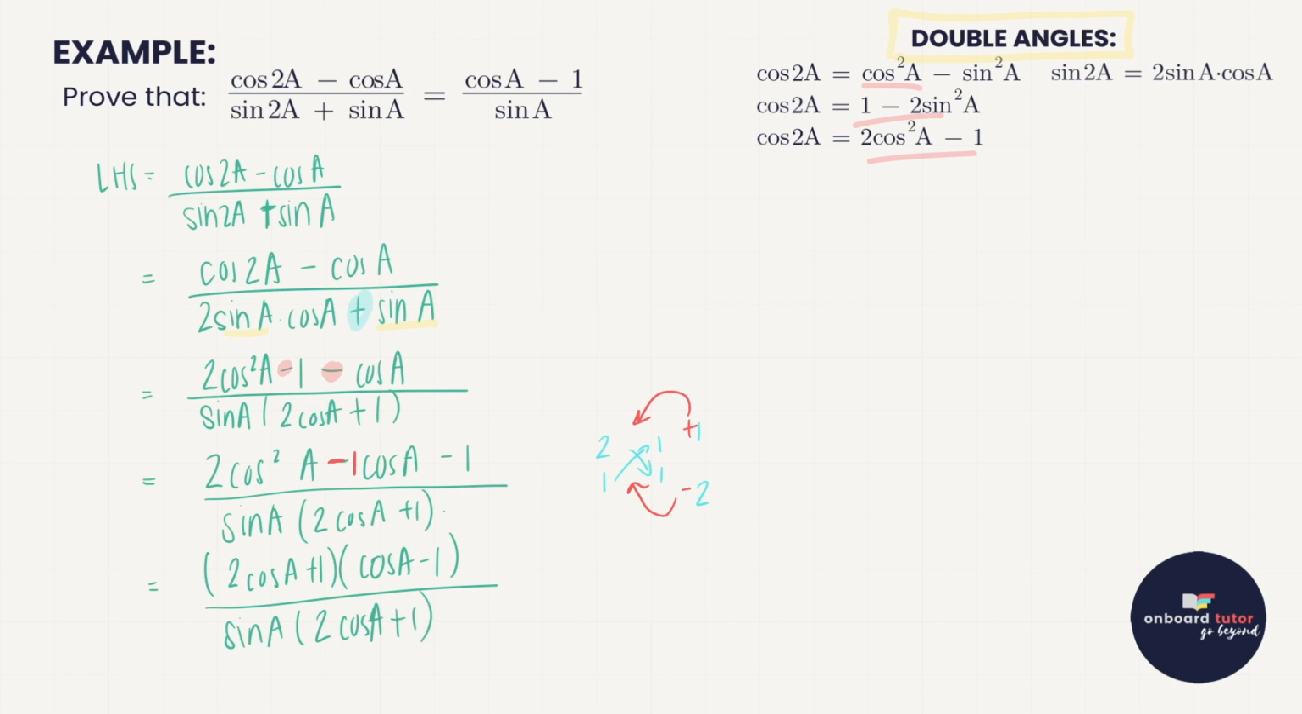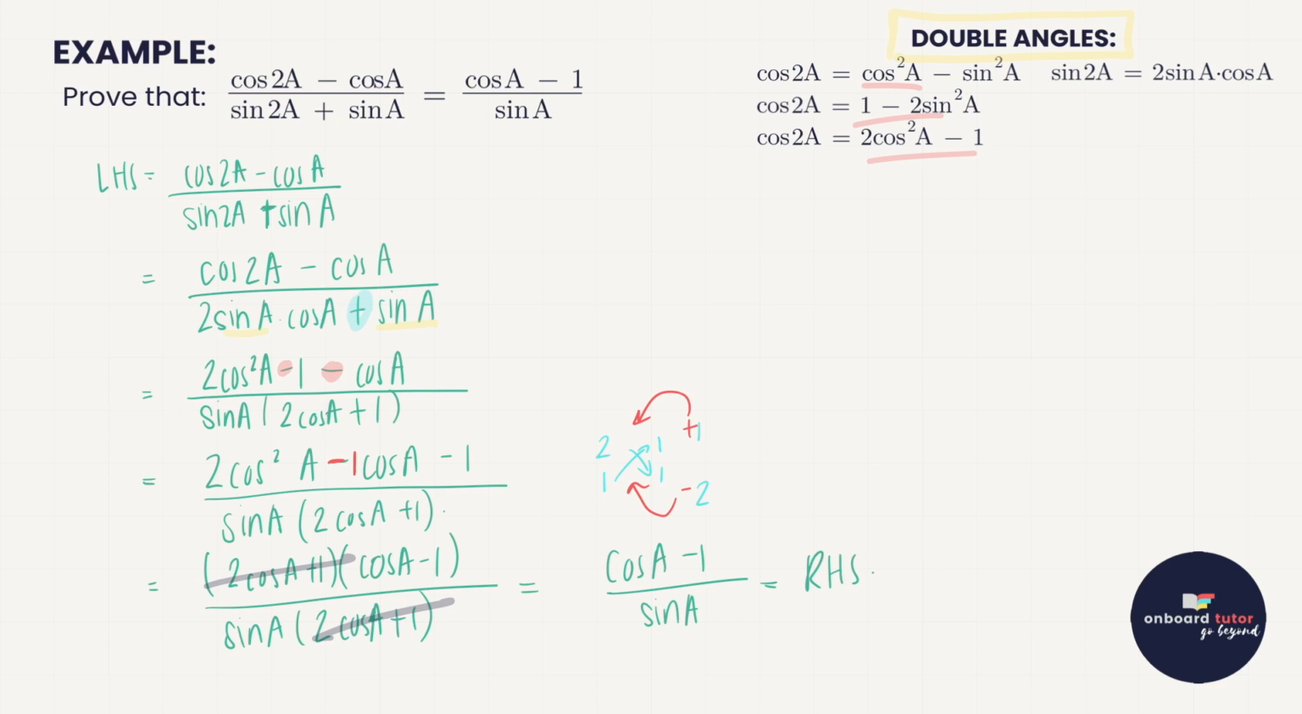Okay, and now have a look at this. This is great news. Those brackets are identical. We can cancel them out. And so what I'm left with is a cos a minus 1 in the numerator over a sine a in the denominator, which is equal to the right hand side. So there's another identity proven.